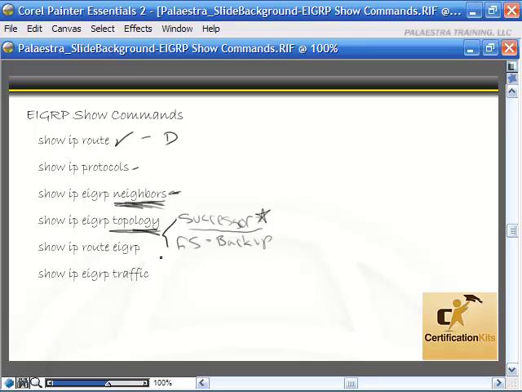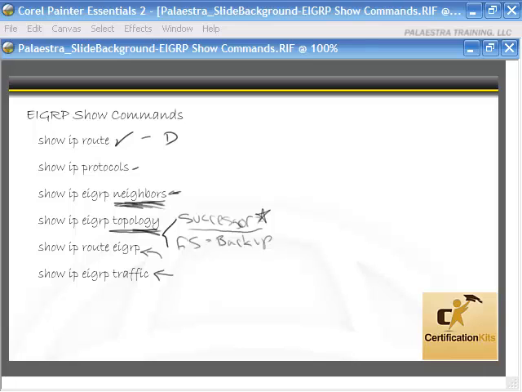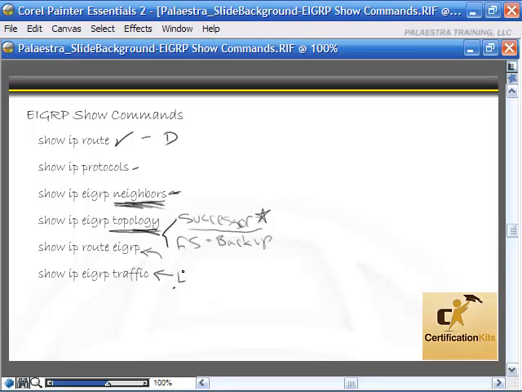Show IP route EIGRP will allow me to view only EIGRP routes if I had a very large routing table, which is possible. And show IP EIGRP traffic. This will list traffic statistics about EIGRP so I can see how much information EIGRP is sending out. So some very helpful show commands with EIGRP so we can go in, troubleshoot, figure out what's going on.